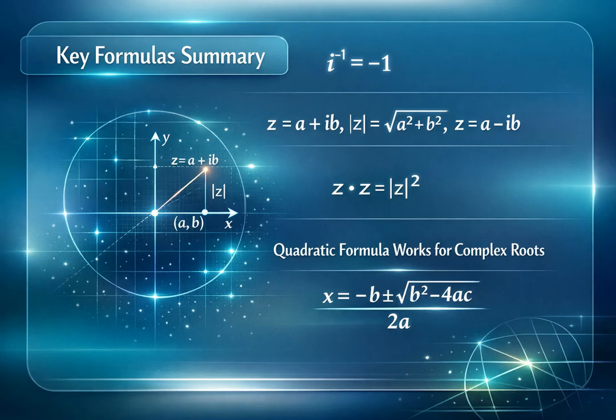Here are the key formulas to remember. i squared equals negative 1. A complex number z equals a plus ib has modulus |z| equal to the square root of a squared plus b squared. Its conjugate z bar equals a minus ib. The product z times z bar equals |z| squared. And the quadratic formula works for complex roots when the discriminant is negative.